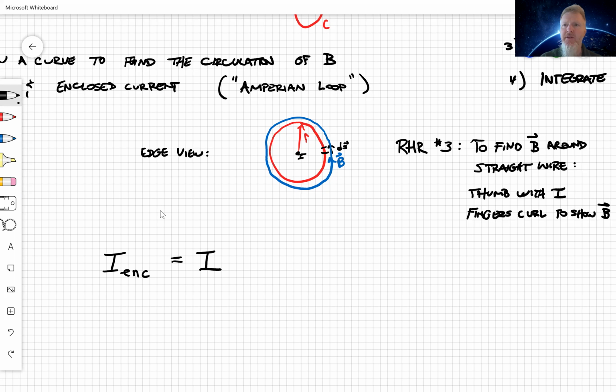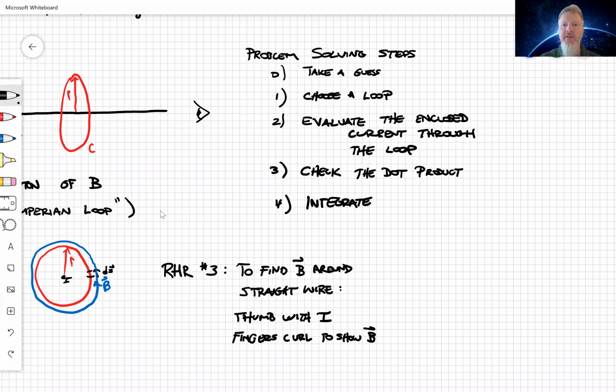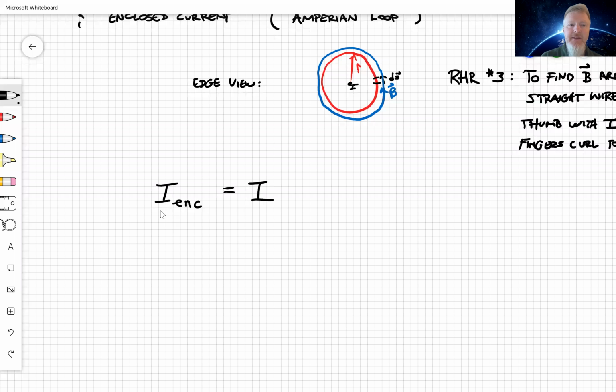Evaluate the dot product. What's my next step here? Check my dot product, then integrate. Now I take a look at the integral around the curve C of B dot ds. My dot product is taken care of because B and ds line up. Check. So that's going to become the integral around the curve of B ds, because I've got a scalar product there, so I've got no vector part to that.